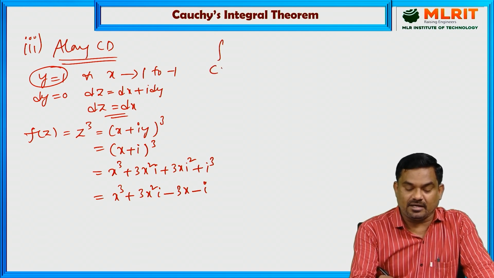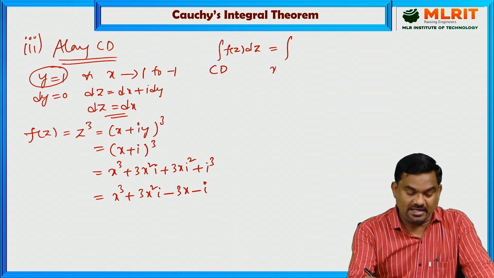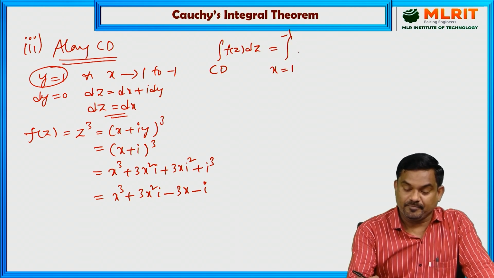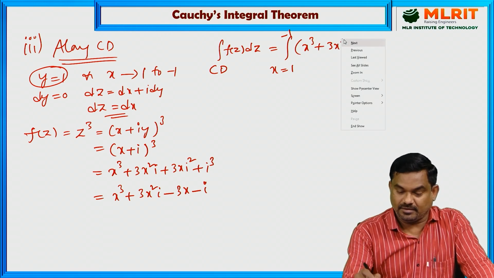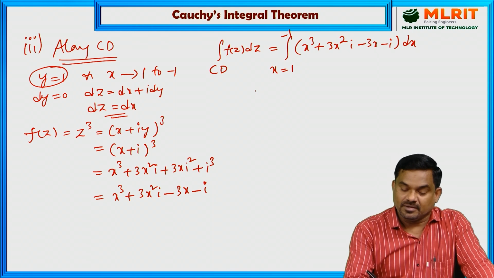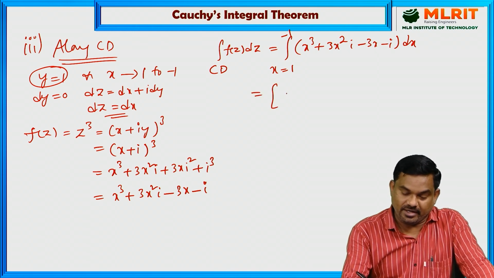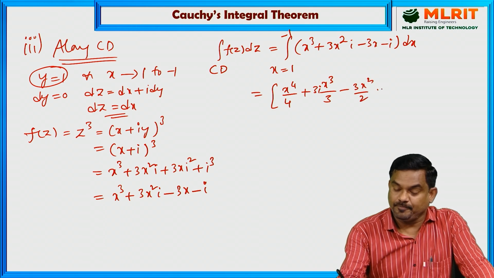Therefore, the line integral along CD of f of z dz is equal to the integral where x changes from 1 to minus 1. We need to integrate this function x cube plus 3x square i minus 3x minus i with respect to x. By integrating, we get x power 4 by 4 plus 3x cube by 3 i minus 3x square by 2 minus ix from 1 to minus 1.